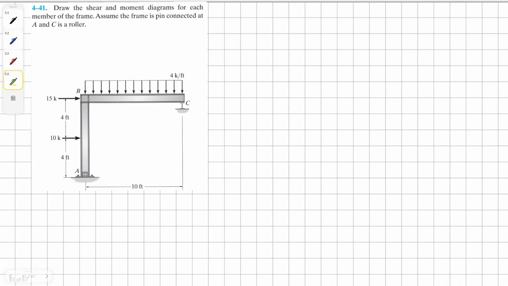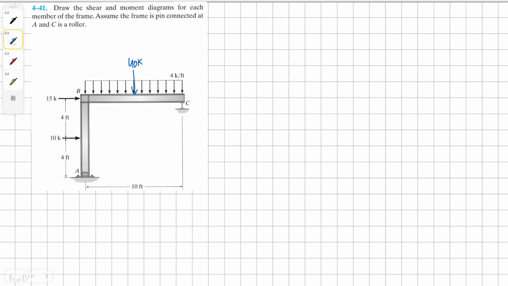Draw the shear and moment diagram for each of the members of the frame. Assume the frame has been connected at A and C is a roller. Alright, so we have, first of all, a distributed load. We're going to convert it into a point load, and it's going to be 40K, or 40,000 pounds.